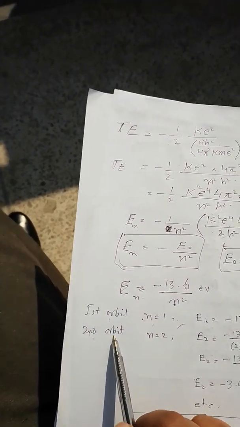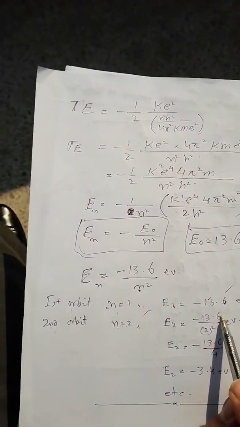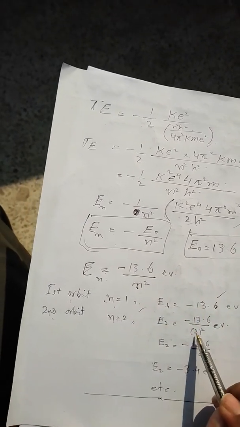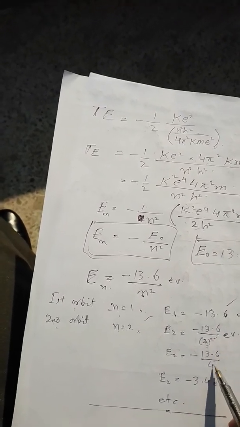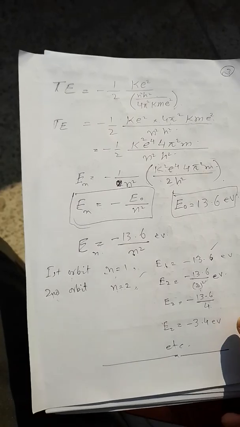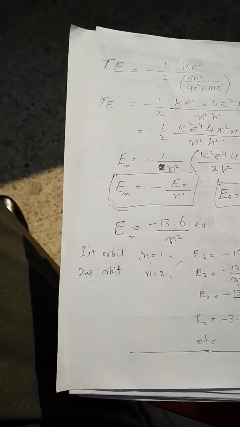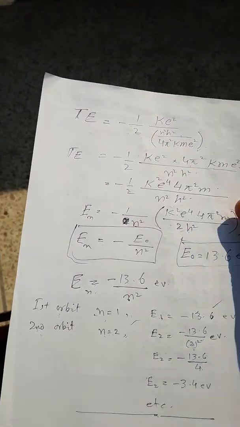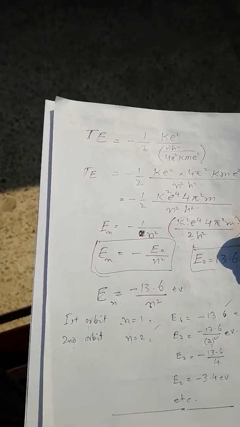When we are talking about the second orbit, we will put n is equal to 2, and that is minus 13.6 divided by 2 square. So 2 square is equal to 4, and we will divide 13.6 by 4. It means the ionization energy of the electron in the higher orbit will be comparatively smaller, and the energy of the electron in the higher energy orbit will be greater. It comes out to be minus 3.4 electron volt.